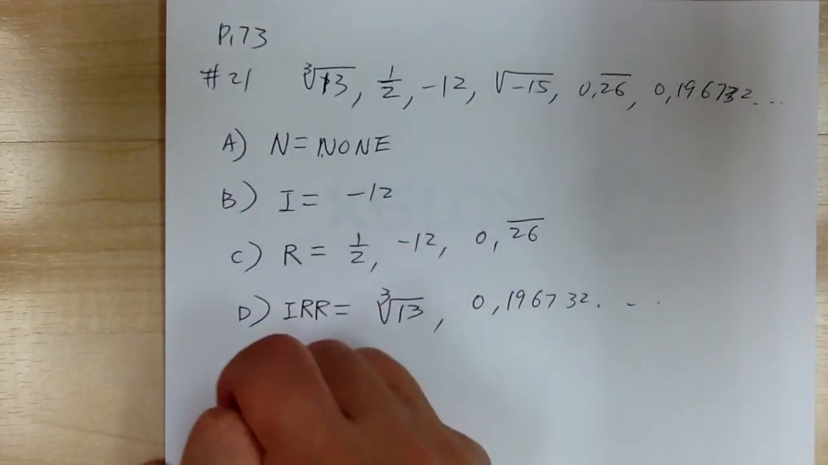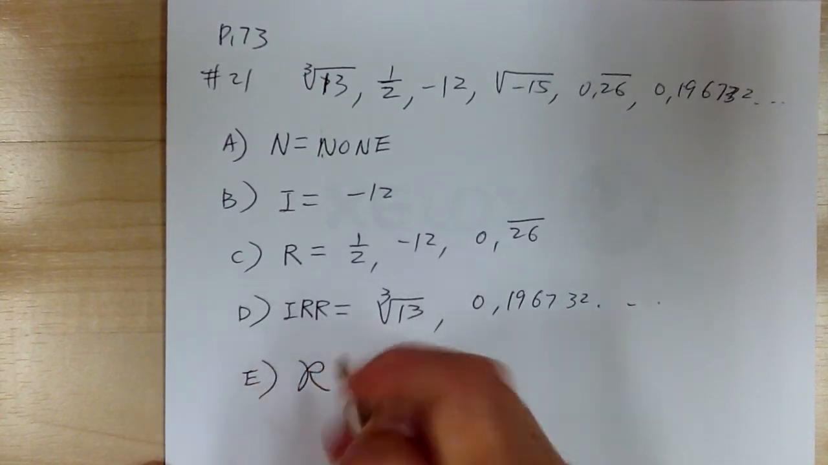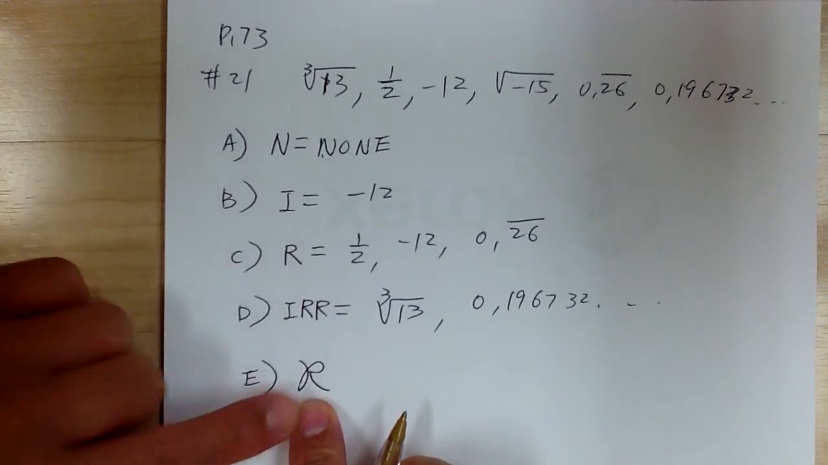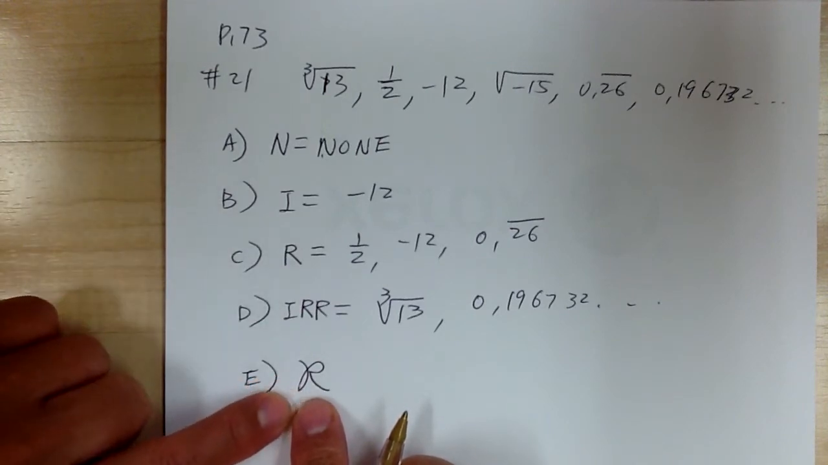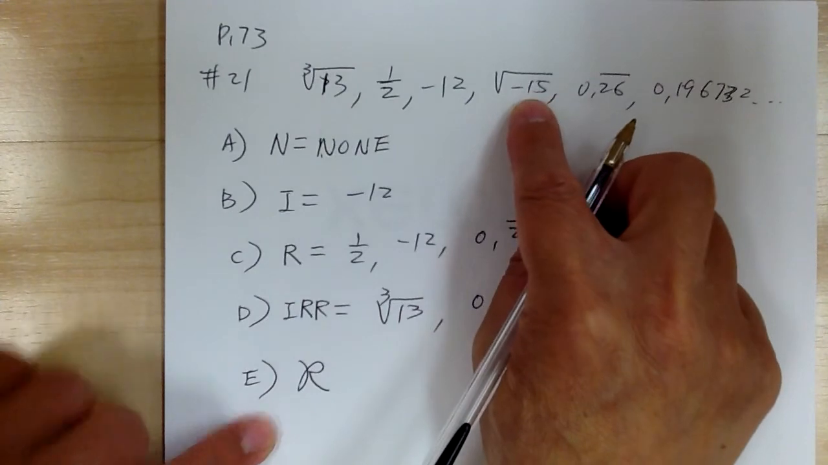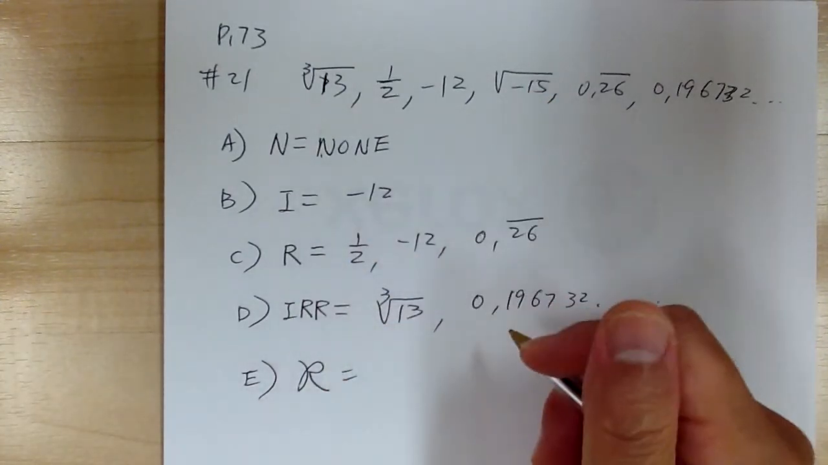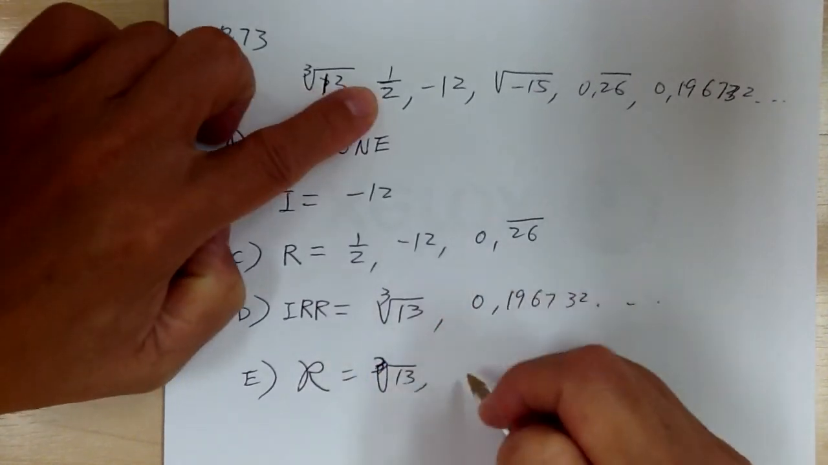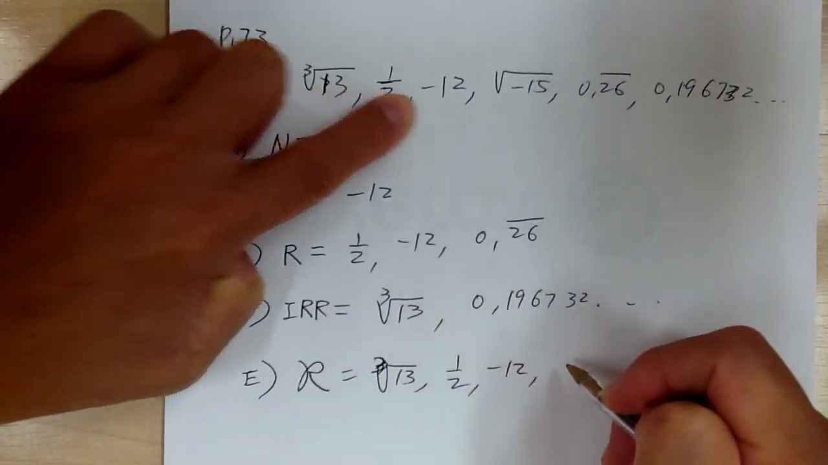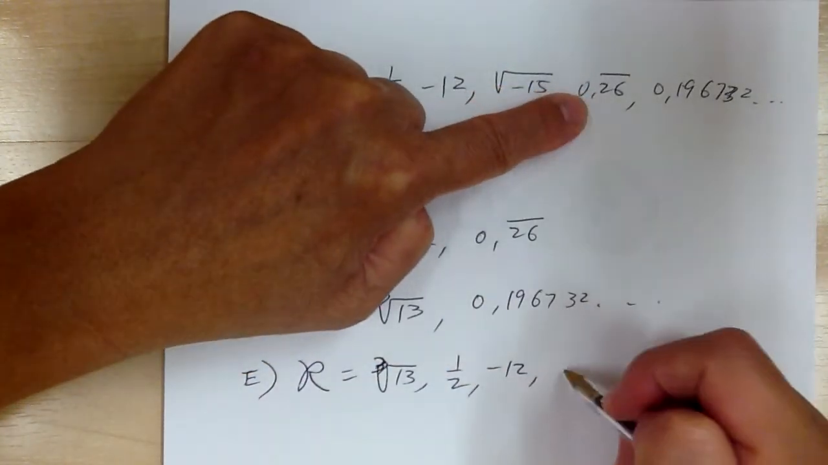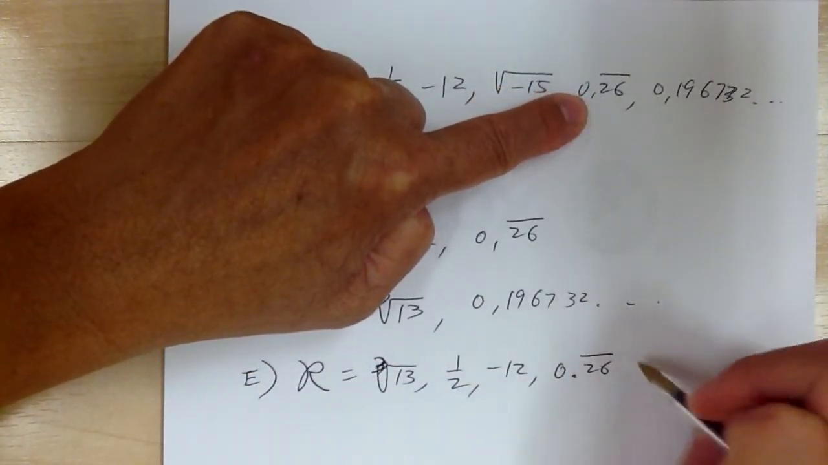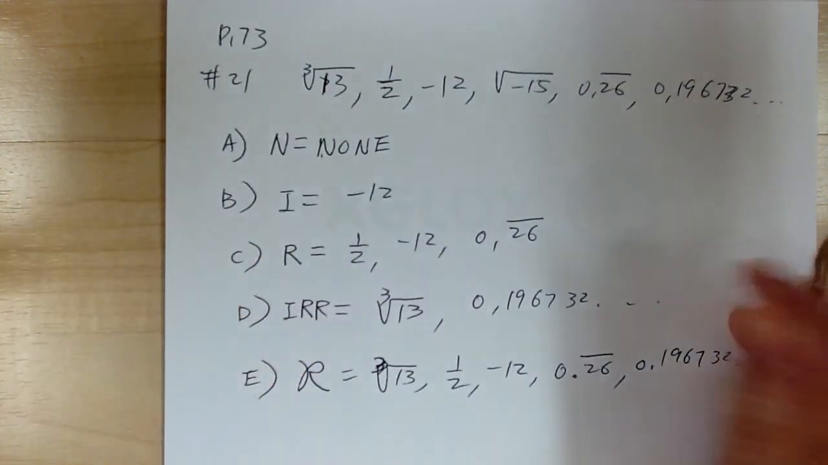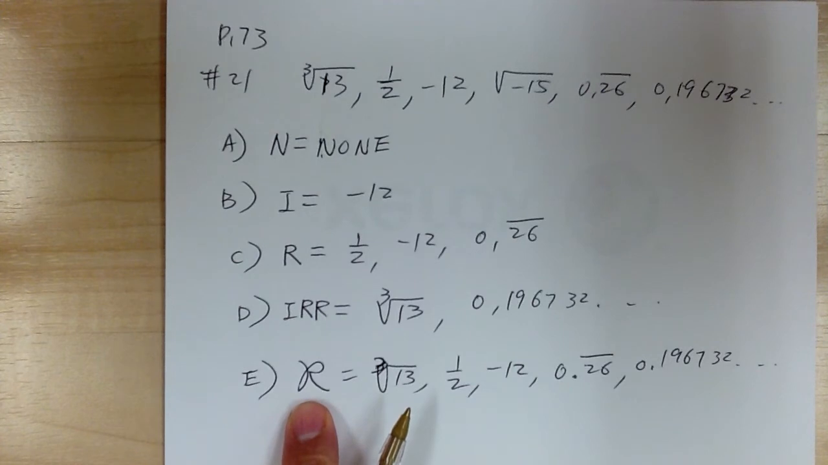Square root of -15 is not real, so don't include it in here. Then you go to E, real numbers. The real number is a cursive R. The regular capital R is the rational number. Real numbers are everything except this one, which is not real. So it will be cube root of 13, 1/2, negative 12, and the decimals. Those are the real numbers.